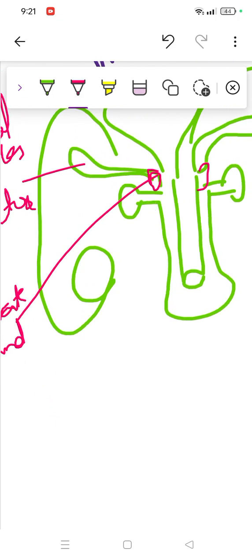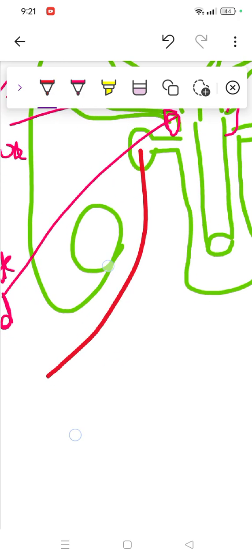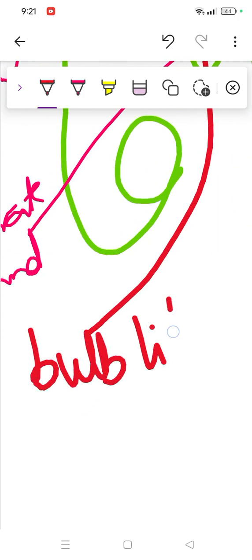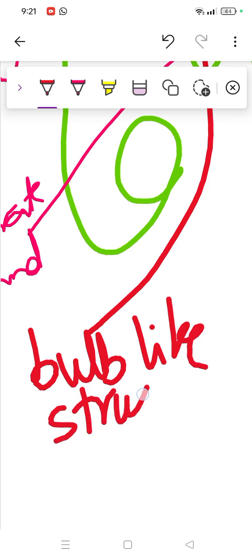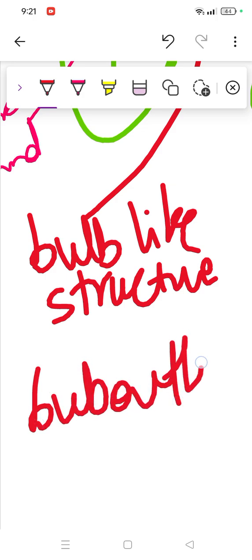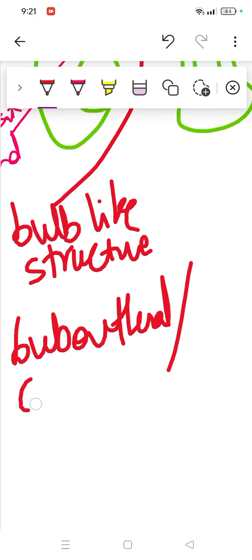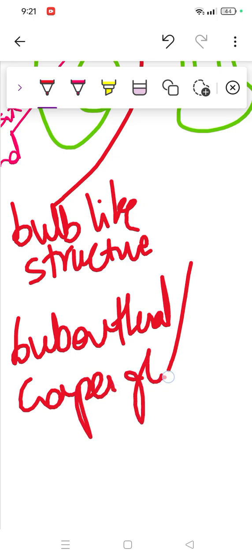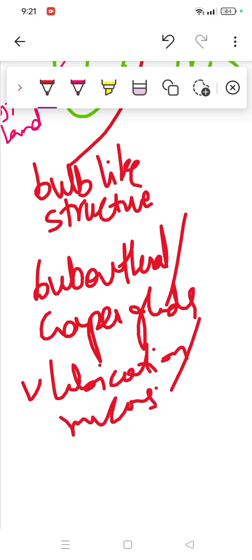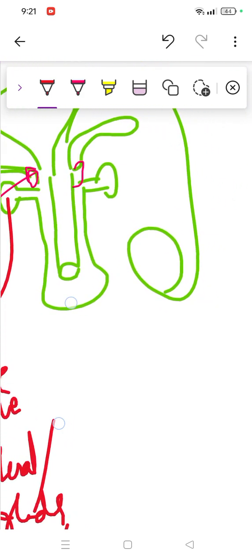Then comes another part, these parts. What are these called? Basically, these are bulb-like structures, and even the name resembles that. That's called the bulbourethral gland, which has another name, Cowper's glands. These basically provide lubrication, mucus secretion, and I'm sure that will be clear to you.